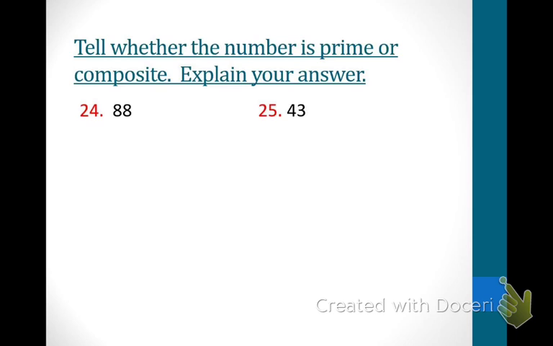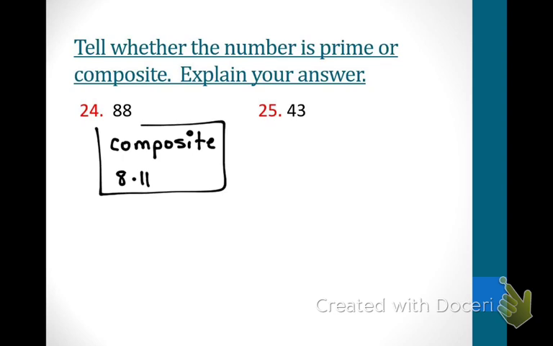Asia, what'd you get for 24? Okay, composite. What does composite mean? You can go multiple numbers. Okay, it means that there's some factors that fit into it. It's a more complicated number because it has other things that fit into it. Explain your reasoning. Why do you think it's composite? All right, she says 8 times 11, and that is true. 8 times 11 does equal 88.